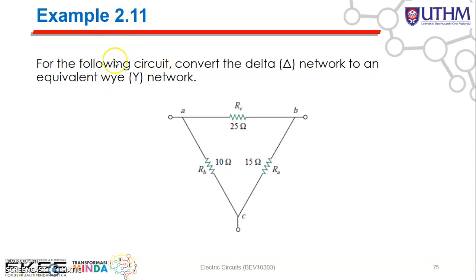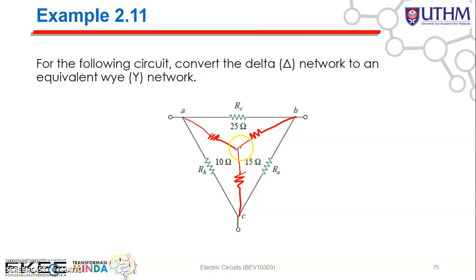Based on example 2.11, for the following circuit, convert the delta network to the equivalent Y network. Based on the delta network, the question gives you the values of RA, RB, and RC, meaning that you need to find the values of R1, R2, and R3. First of all, we can just draw the circuit first. Based on the delta, you need to transform into the Y network, so we do the superposition network first. You can just draw the network first. You have the first resistor, then the second resistor, and then the third resistor.